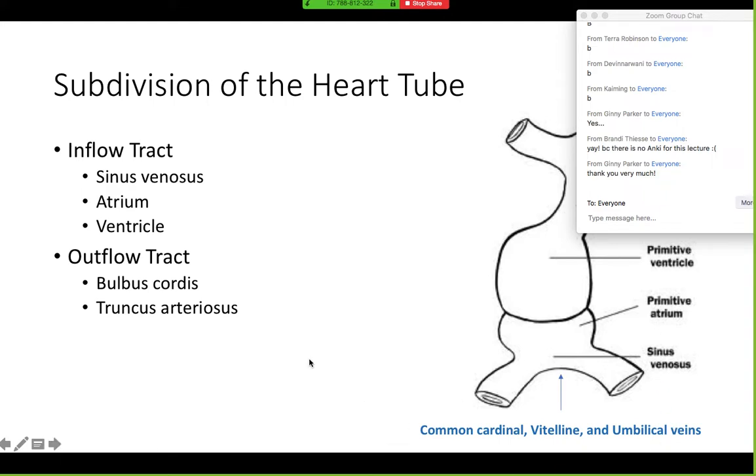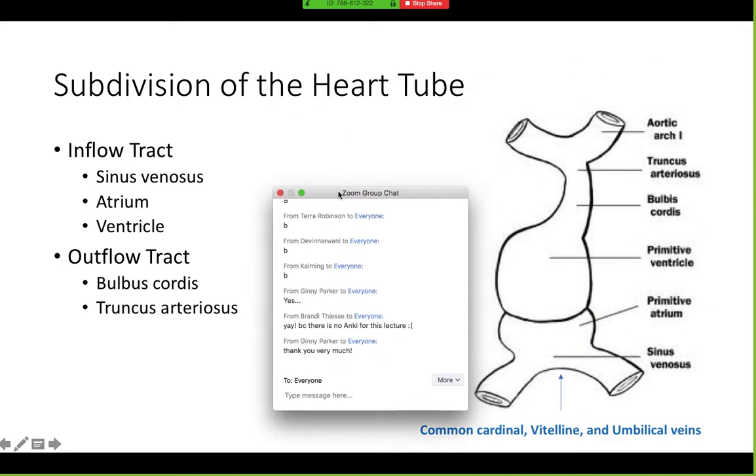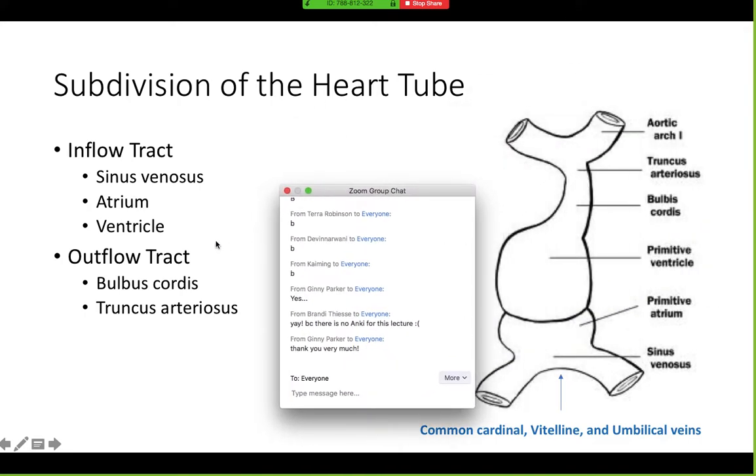All right, so inflow tracts and outflow tracts. This is pretty straightforward. So, inflow tract, you have your sinus venosus, you have a single atrium and a single ventricle, and then your outflow tracts are formed by the bulbus cordis and the truncus arteriosus.